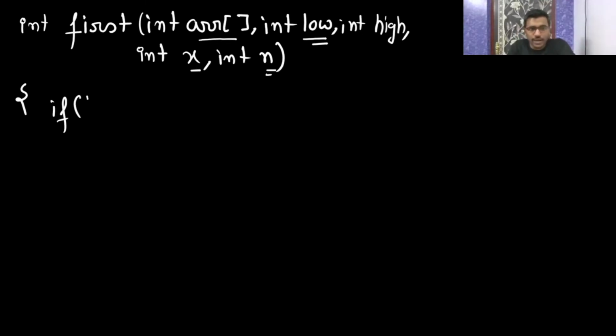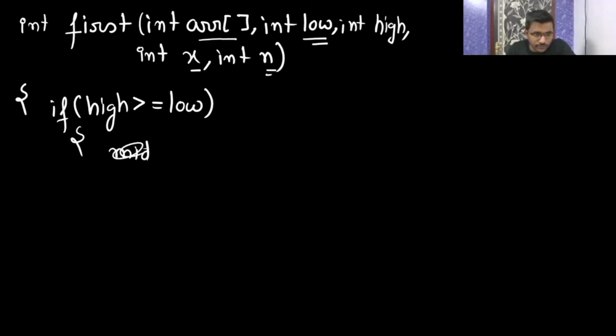Now if high is greater than or equal to low, then only we will go inside. If this is the case, then I will find mid. So I need to declare int mid.